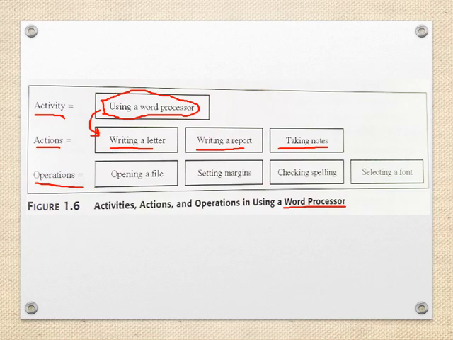In order to perform any of these actions, we need to follow some kind of operation. So we need to open a file, set margins, check spellings, and select a specific font. So that's the main difference, or what we mean by activity, action, and operation.